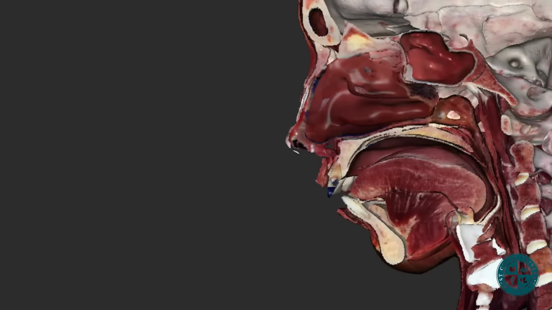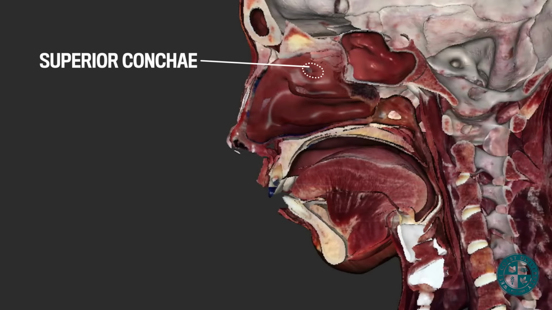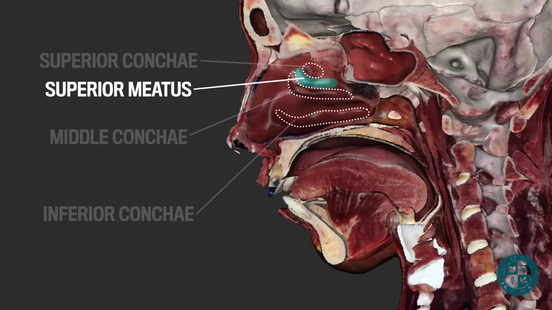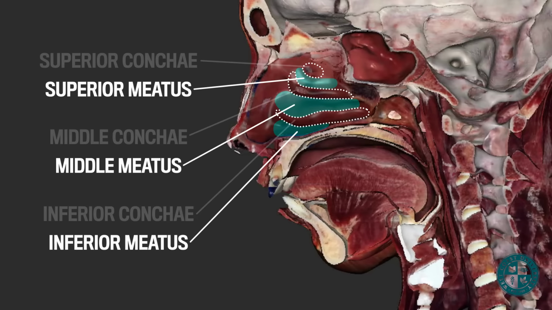In the nasal cavity, we will also see 3 bony projections. These are the nasal conchae, also referred to as the turbinate bones. We have the superior, middle, and inferior nasal conchae. In between each, we have superior, middle, and inferior meatuses.